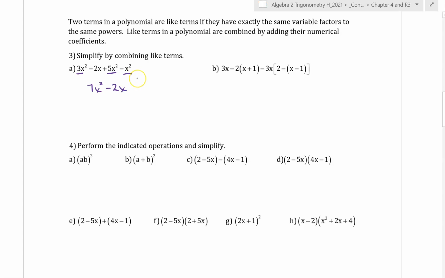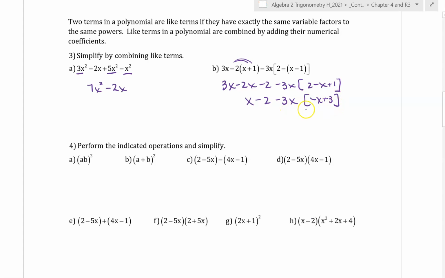Go ahead and pause the video and try part B. Okay, so for the first step, hopefully you distributed the negative 2. Now, inside these parentheses, we could distribute a negative sign. So what we're going to do is we can combine 3x and 2x if we want. And negative x plus 2 plus 1 is negative x plus 3.